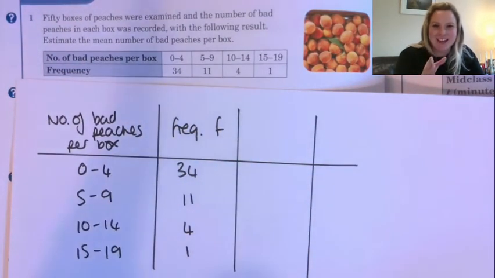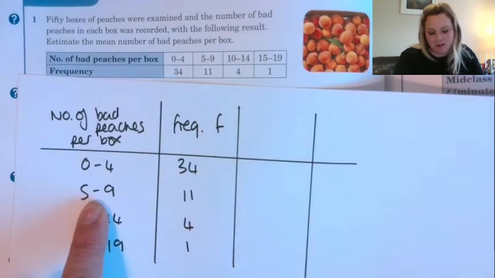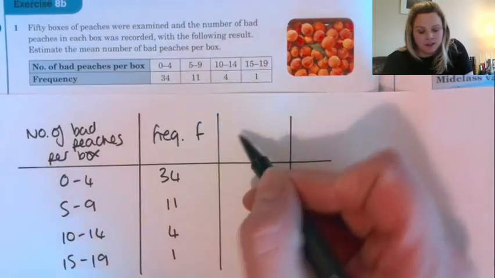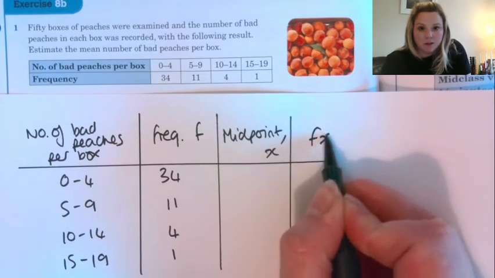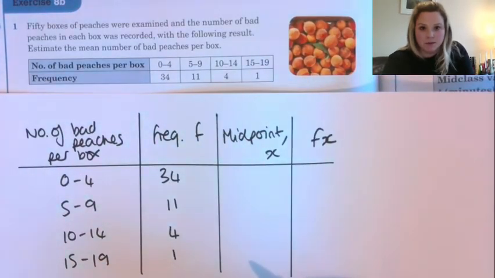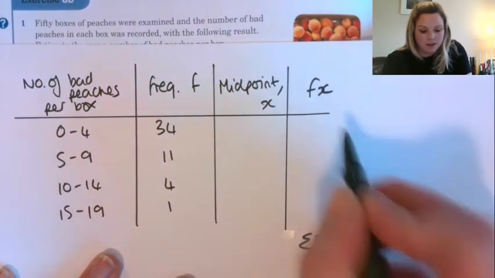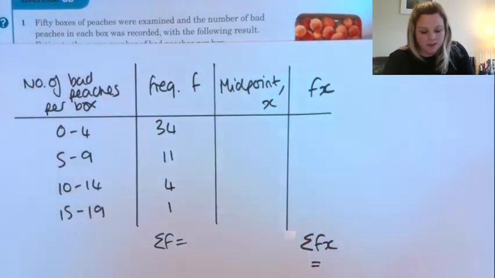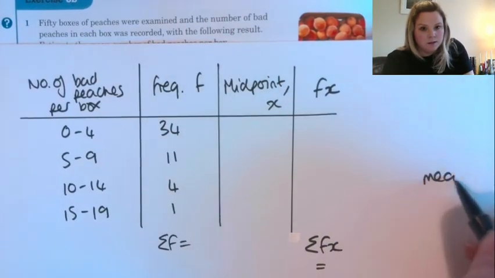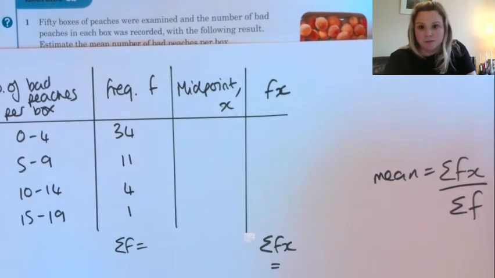There's 34 times that there were 0 to 4 bad peaches per box. There's 11 times there were 5 to 9 bad peaches per box. Then after that you need to add on your midpoint, which remember we call x, and then our fx column, which just means frequency multiplied by midpoint. Then quick reminder, you're going to total this column, sigma fx, add up all these, hopefully better than I did in the example. You're going to add up this column, sigma f, and then to get your mean, it is sigma fx over sigma f.